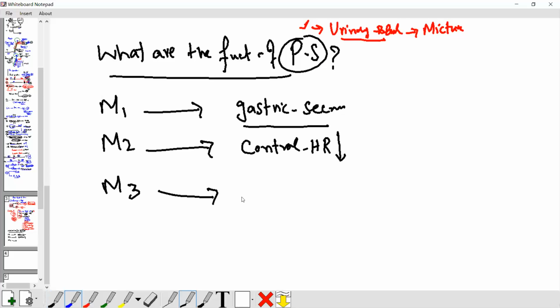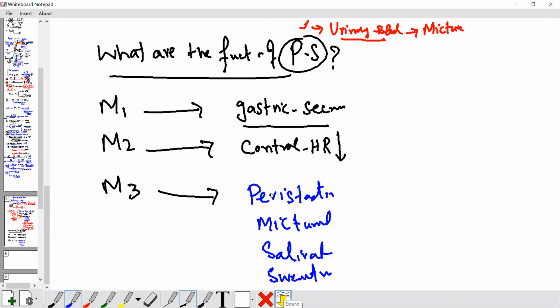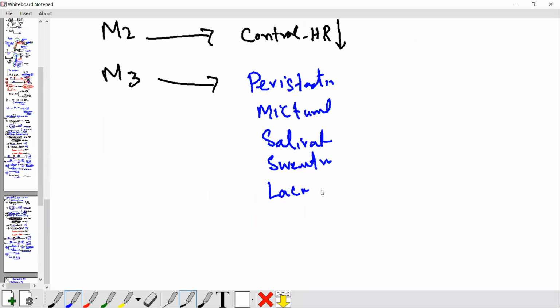M3 peristalsis. M3 micturition. M3 salivation. M3 sweating. M3 lacrimation. These are the functions of the parasympathetic system. What happened with the respiration?